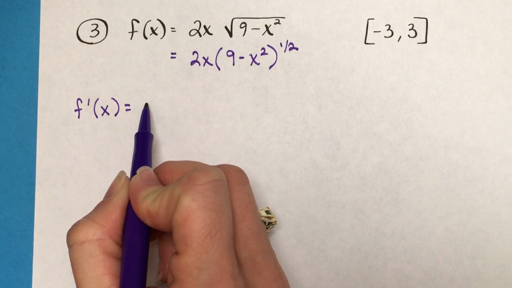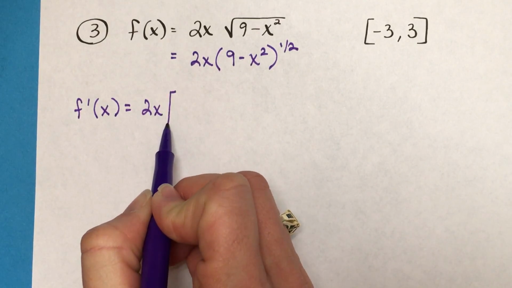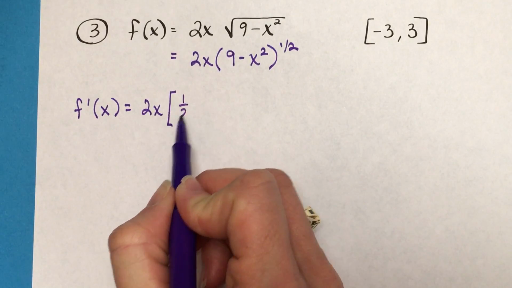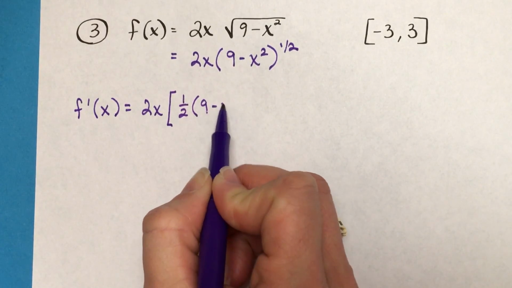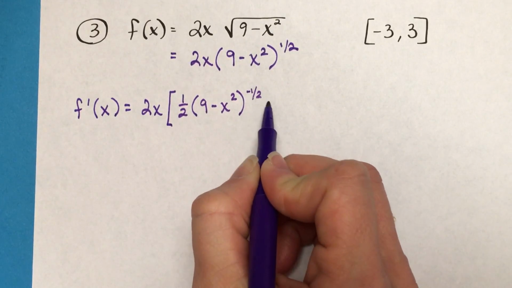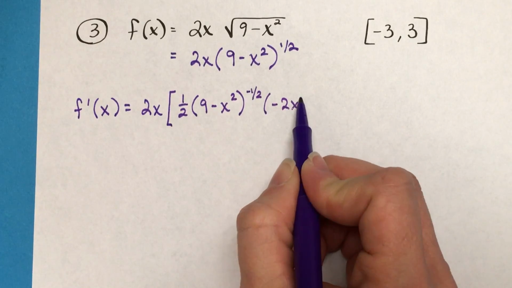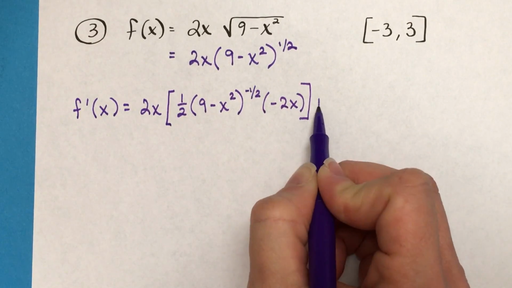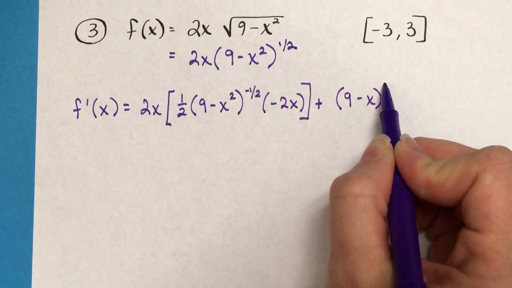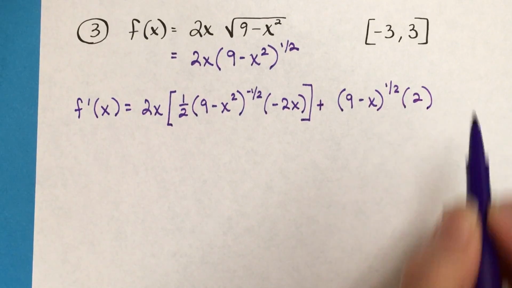Okay, so we'll have our first function, and then you multiply that times the derivative of the second. So this would have to be 1/2 times the function to 1 less power. Then you have to apply the chain rule and take the derivative of the inside. Okay, plus second function times the derivative of the first function.